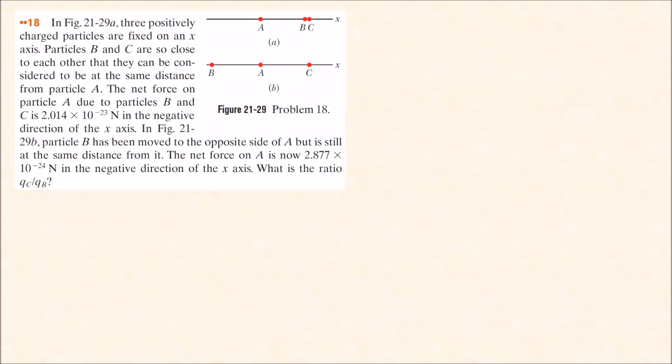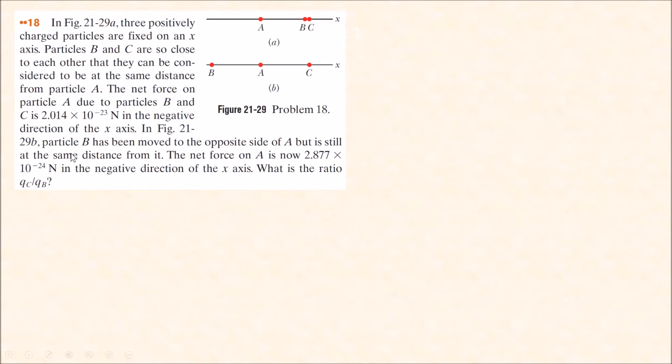In this problem, it says in figure A, 3 positively charged particles are fixed on an x-axis. Particles B and C are so close to each other that they can be considered to be at the same distance from particle A. The net force on particle A due to particles B and C is 2.014 times 10 to the negative 23 Newton in the negative direction of the x-axis.